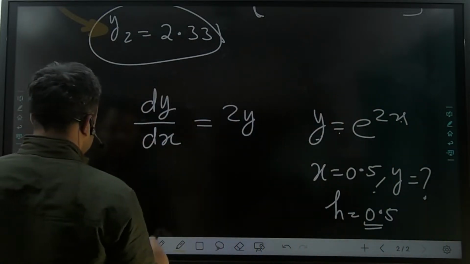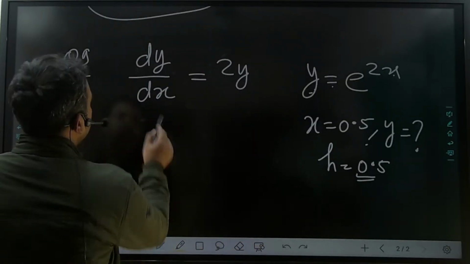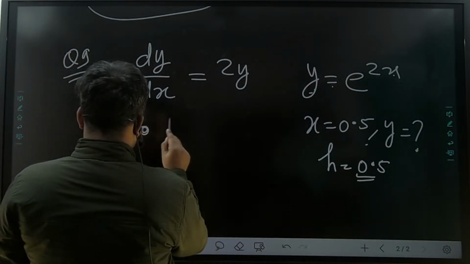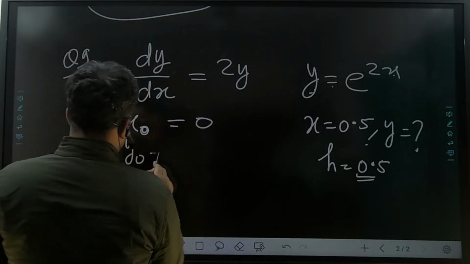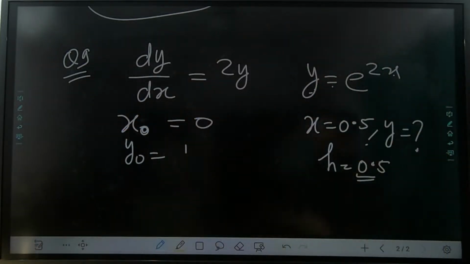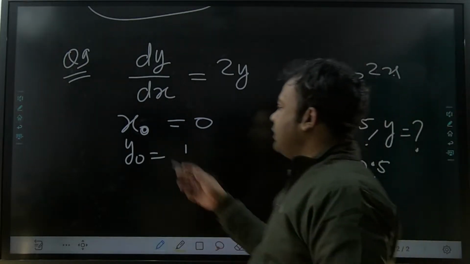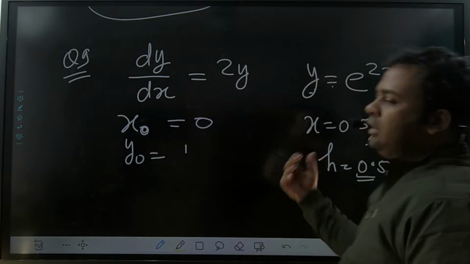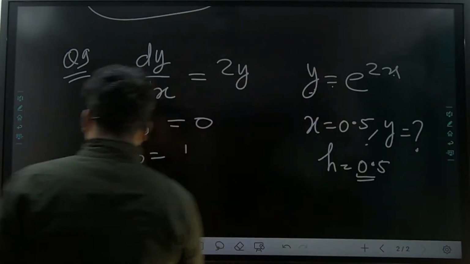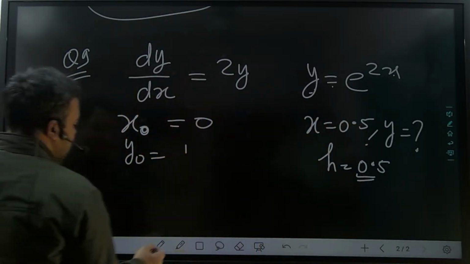So the method is clear to us. We have been given x naught is equal to 0, y naught is equal to 1. This initial condition will be given to you, because with this initial condition you will actually start. You will add the step size to x, and you will add the k value to y to ultimately reach your final output. So let's start the next iteration. Let's see which iteration will give me 0.5.